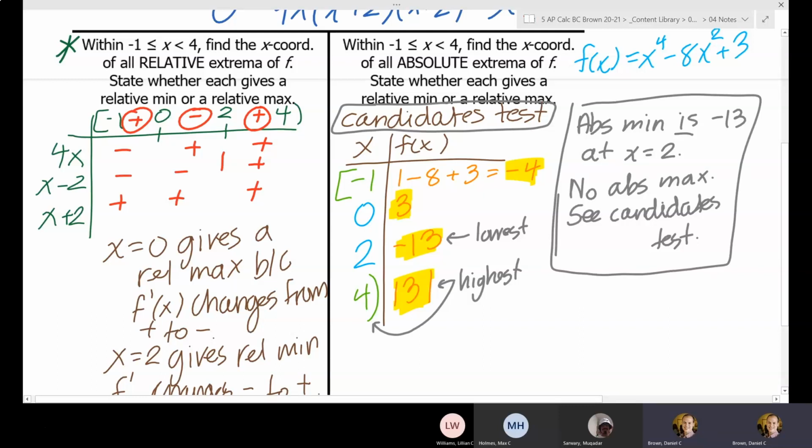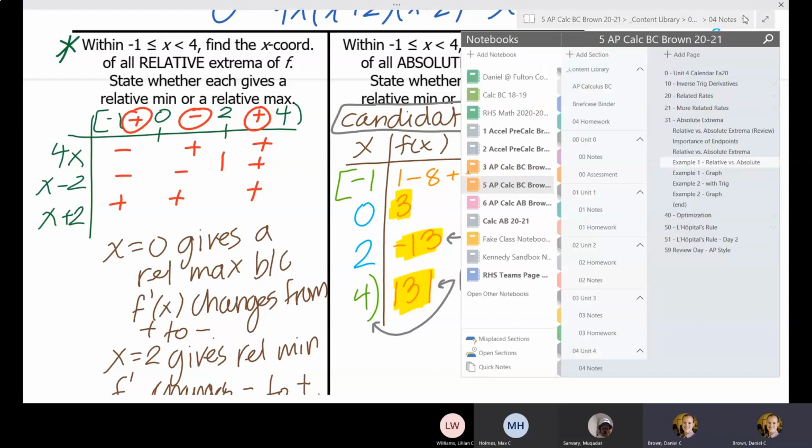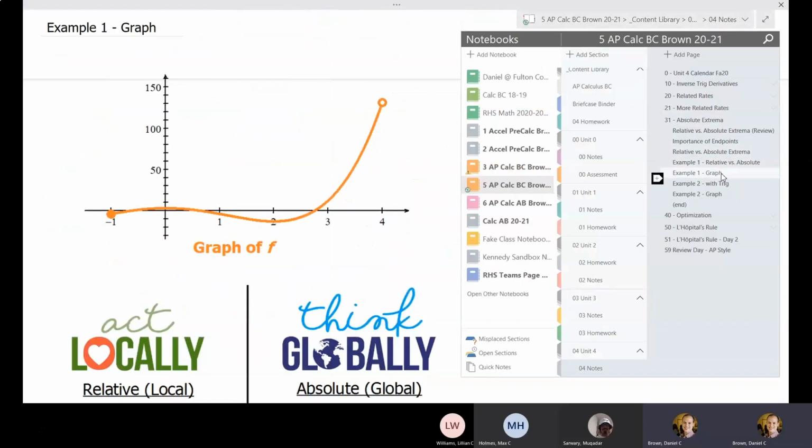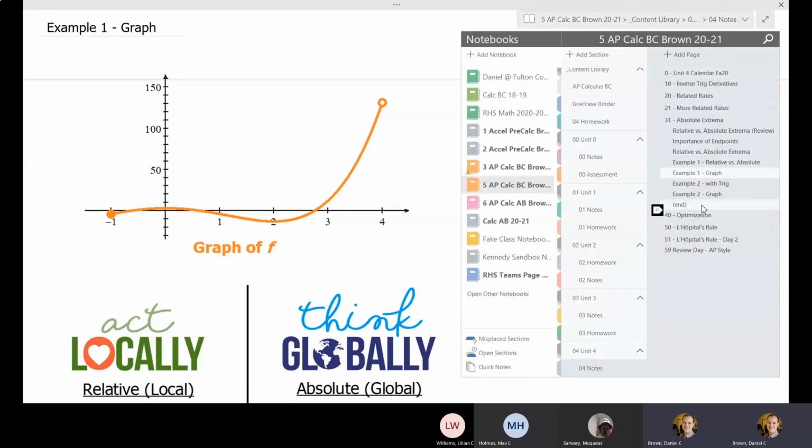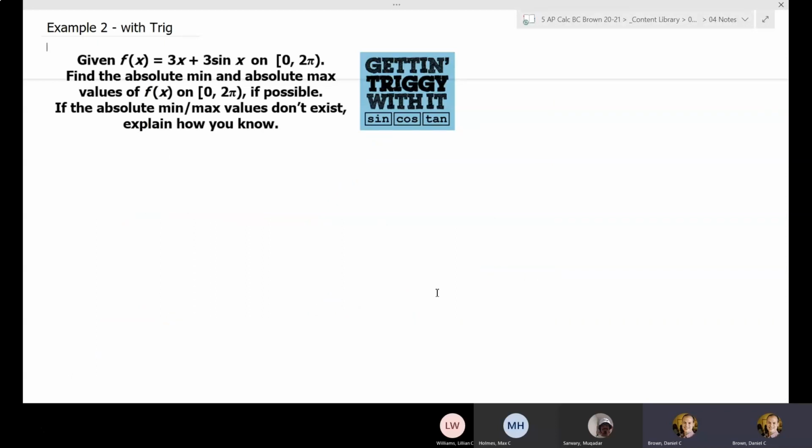Questions on that process? All right, just one more example today because I think this gets pretty redundant after a while. So there's that graph, just so you can see what it looks like. You can see there is an absolute minimum at 2, and there's no absolute maximum because the highest value we see is an open endpoint. But go ahead and try this one for me. We won't worry about relative extrema because we did a whole unit on that.